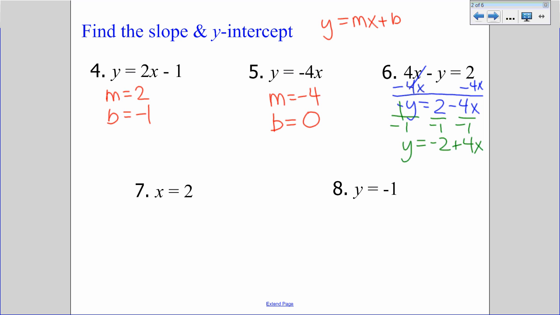I've done a lot of algebra, but I haven't solved the problem that they gave me. Let's see if I can move this one out of the way. I need to solve, and I need to identify m and b. That's why I did that.